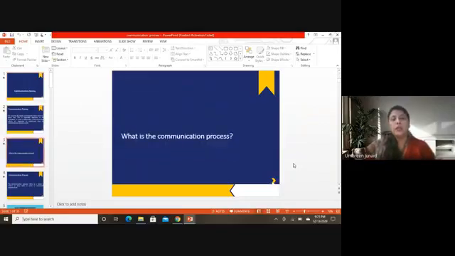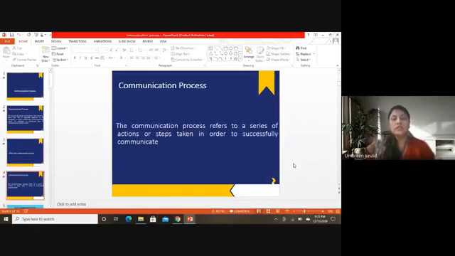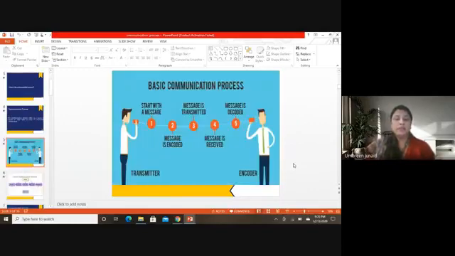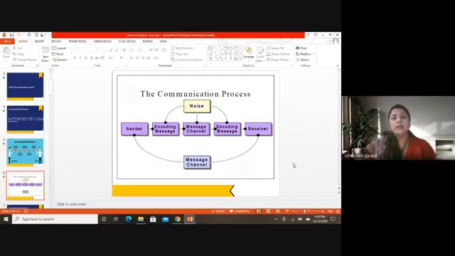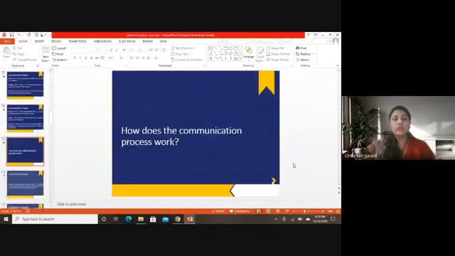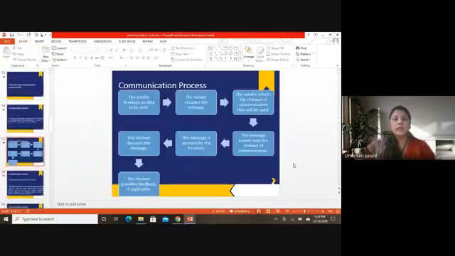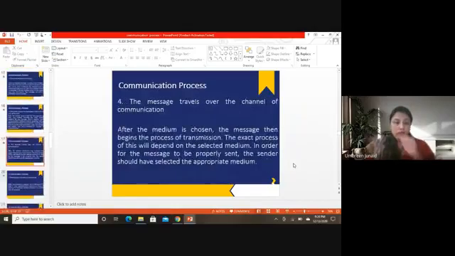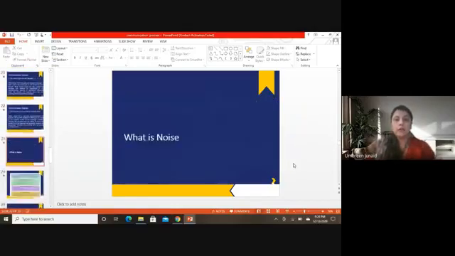I hope you all now have a very clear idea of what the communication process is and how it is carried out, and what exactly are the things that are helpful, and some that can create some problems in the process of communication. Along with that, we discussed the parts of the communication process, and then how the communication process works overall.